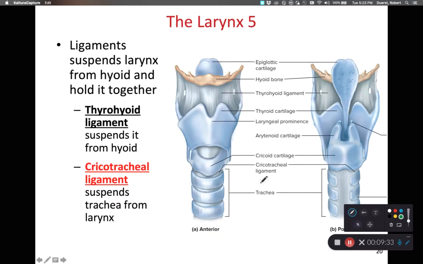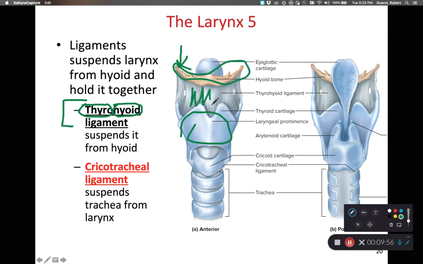Now, as we look at the ligaments that hold our larynx together, we have the thyrohyoid ligament, and as this name implies, this is a ligament that connects to the hyoid bone, hence hyoid within its name, and it also is going to connect to the thyroid cartilage. So between the thyroid cartilage and the hyoid bone, we have the thyrohyoid ligament.